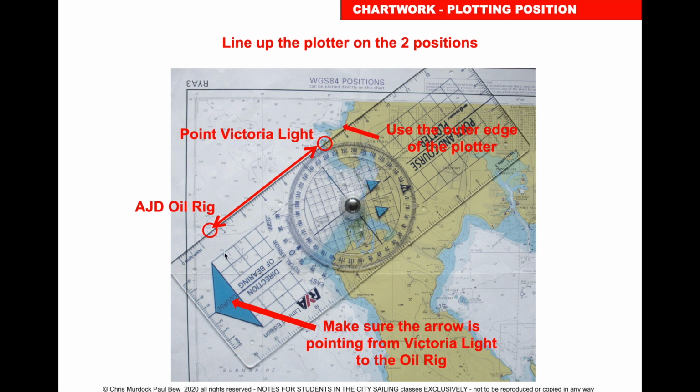It's good to have a sharp pencil, a 2B pencil if you can get hold of it, and draw a line between them and make sure the pencil line goes through the middle of the lighthouse and the middle of the buoy. It's good to get in good practice here, because once we set off with good practice, we'll keep this good practice all the way through our navigation. Make sure the big arrow on the plotter is pointing in the direction you're going. It says here, direction of bearing, and it tells you on the plotter.